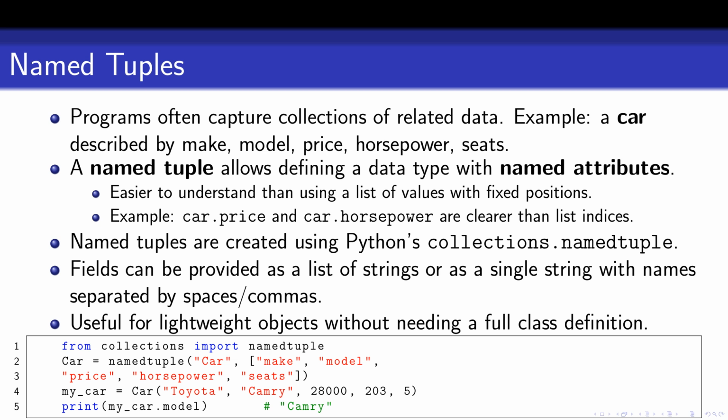Named tuples are created with the collections.namedtuple function, where you define the type name and field names. This allows you to represent complex data more clearly without writing a full class. On the slide, the example demonstrates how to define a named tuple, create an object, and access its attributes. Named tuples are particularly helpful for bundling related data together, while keeping your code concise and readable.